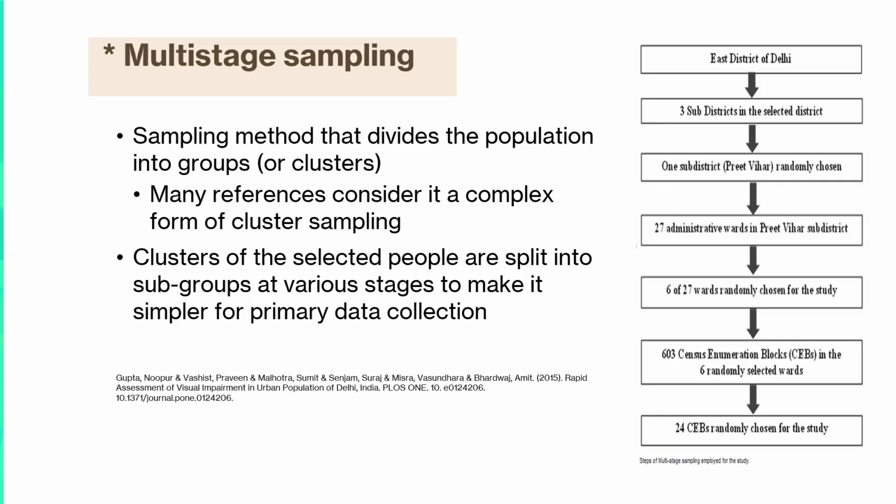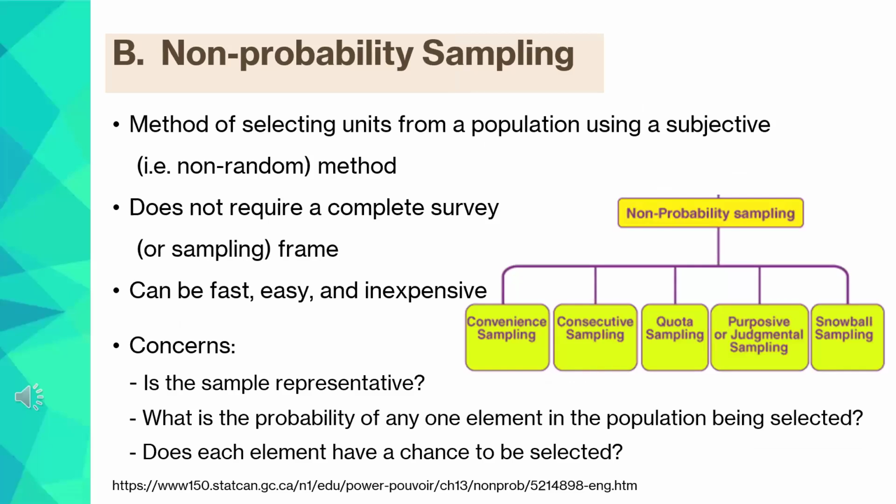So that finishes it for probability sampling. Now we go to non-probability sampling, and this is the right side of the drawing of the figure earlier. Non-probability sampling is a method of selecting units from a population using a subjective, meaning a non-random method. So it does not need to know a complete survey or sampling frame.